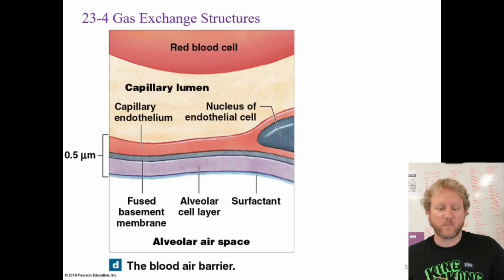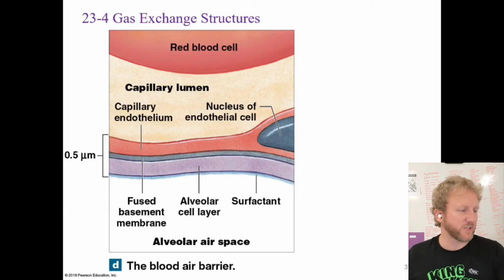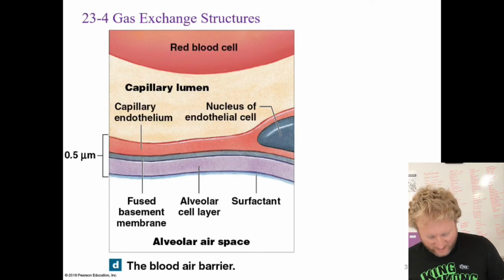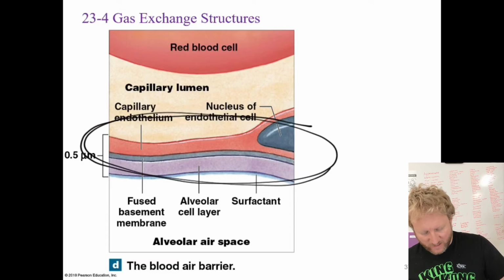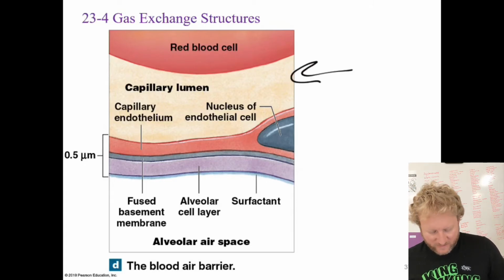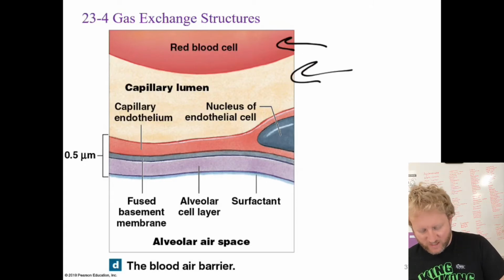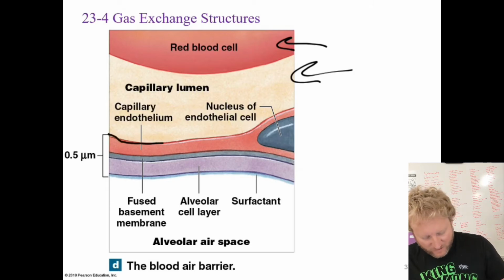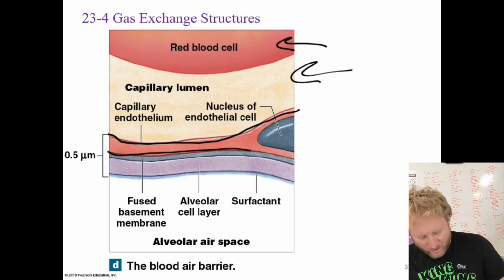The actual process of gas exchange takes place at the blood-air barrier, which is this section right here. Okay, so this space right up here is the capillary. Here's our giant monster red blood cell. We have the capillary endothelium, so that's that inner layer of the capillary.